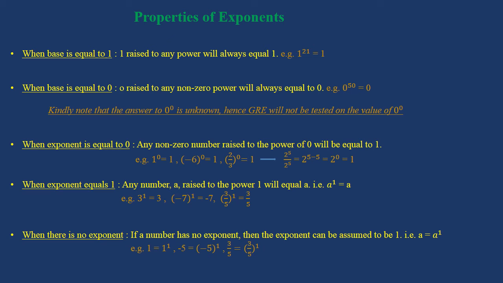Now when an exponent equals 1, any number, for example a raised to the power 1, will equal a, right? For example, 3 raised to the power 1 is equal to 3, minus 7 raised to the power 1 is equal to minus 7, so on and so forth. When there is no exponent, what are we going to do? We are going to assume it to be 1. For example, 1 is equal to 1 raised to the power 1. Minus 5 is equal to minus 5 raised to the power 1, right? In other words, a is equal to a raised to the power 1.